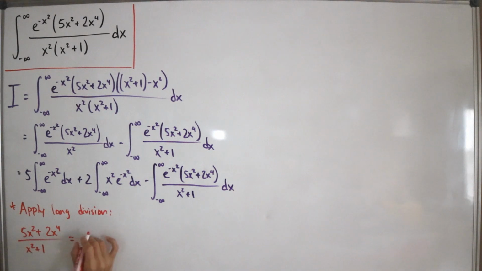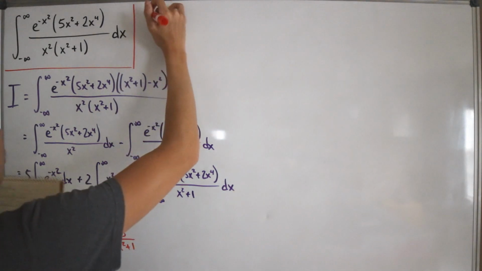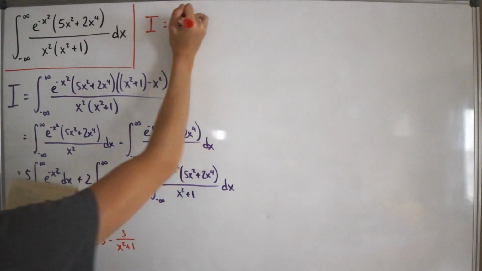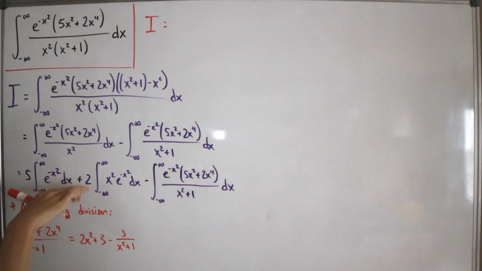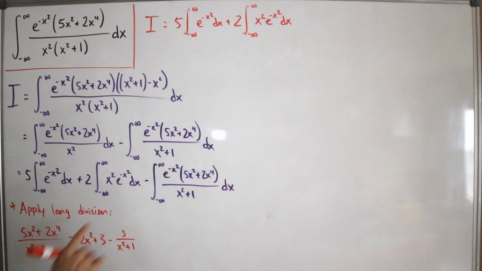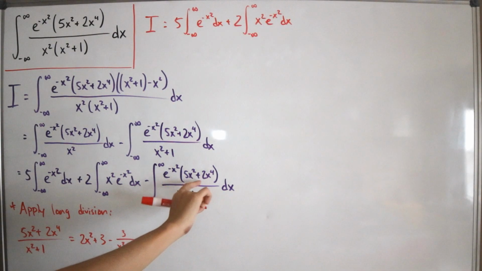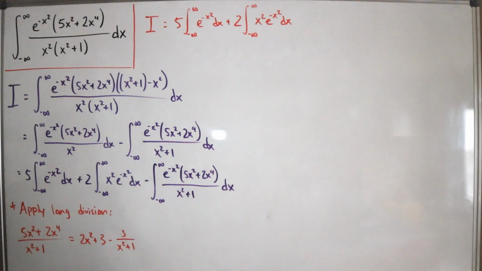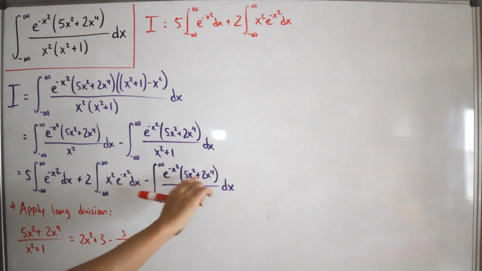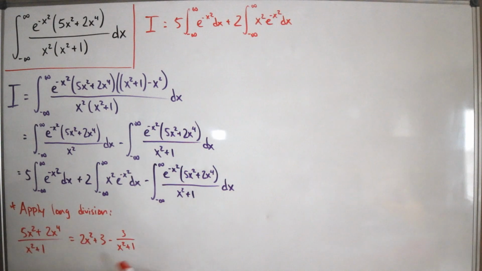We'll have that (5x squared plus 2x to the fourth) divided by (x squared plus 1) is simply equal to 2x squared minus 3, plus 3 divided by x squared plus 1. So again, we can multiply all this through, and now we'll get a new form for I. The same two parts stay the same, and from here we just replace the whole fraction, a new substitution, and distribute the e to the negative x squared, the Gaussian function, into everything here. And again, we can apply the linearity of the integrals as well.